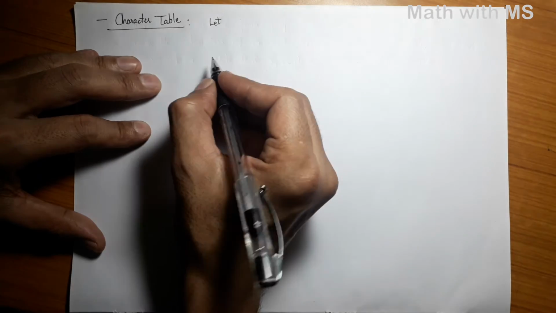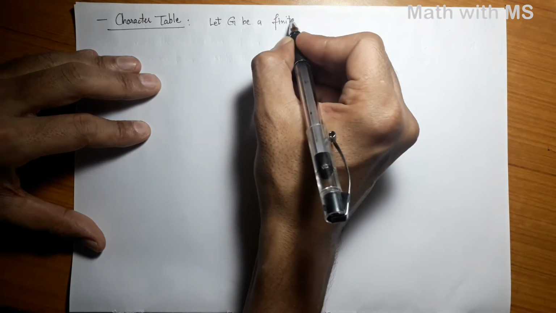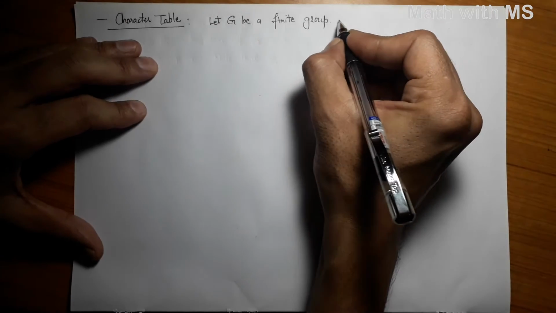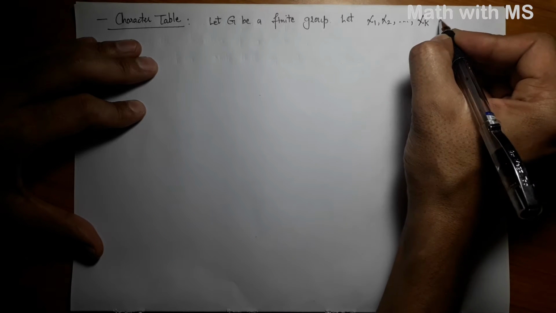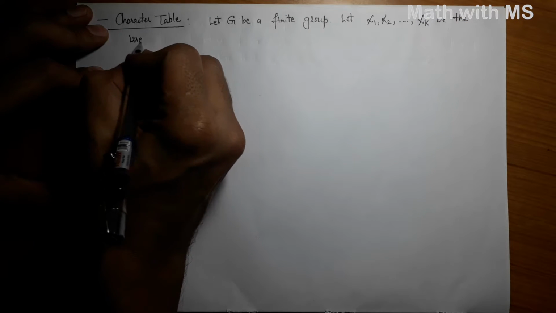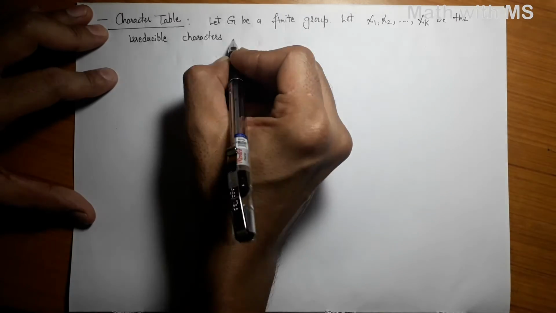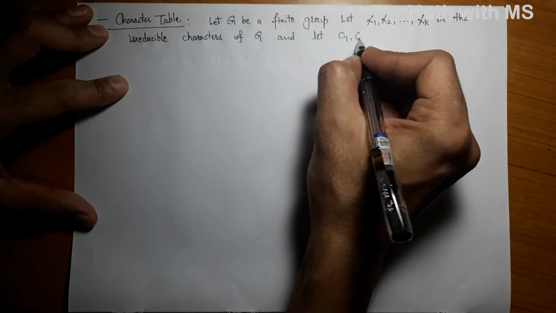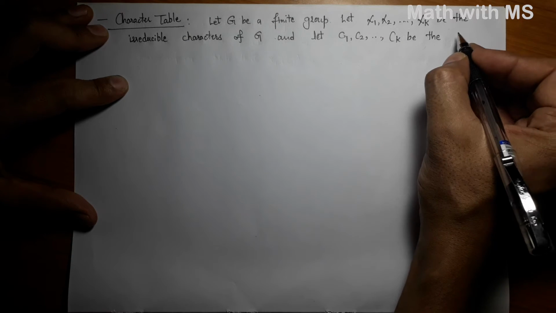Let G be a finite group. Let chi1, chi2, and so on, chi k be the irreducible characters of the group G, and let C1, C2, and so on, Ck be the conjugacy classes of the group G.